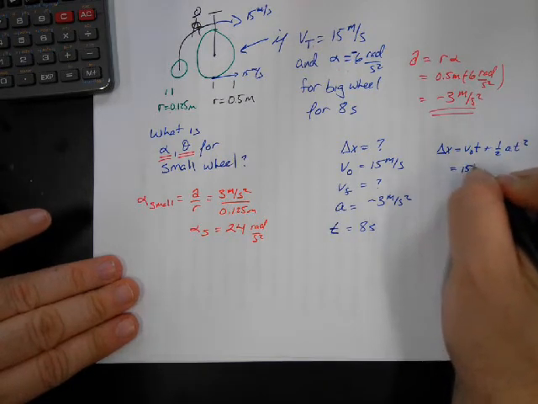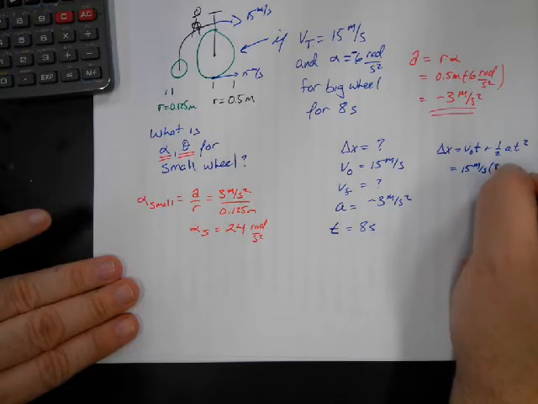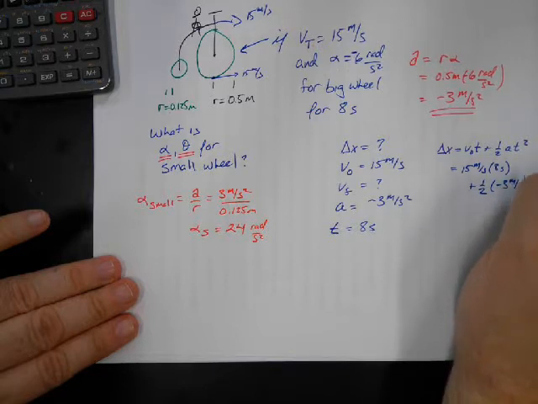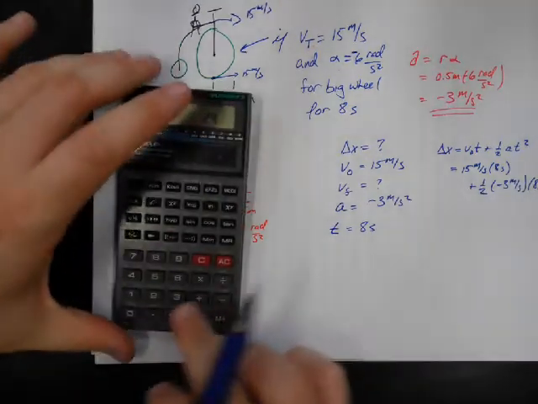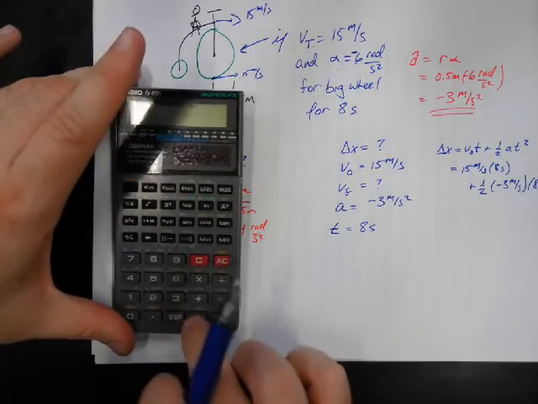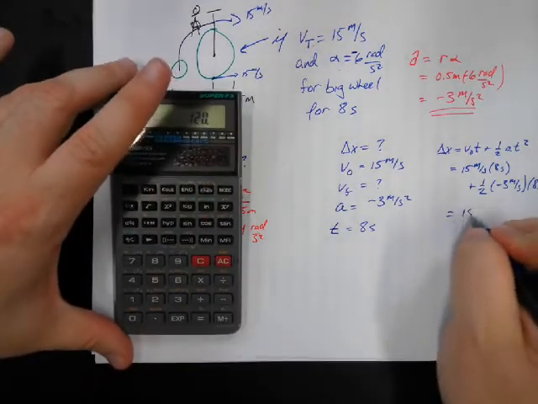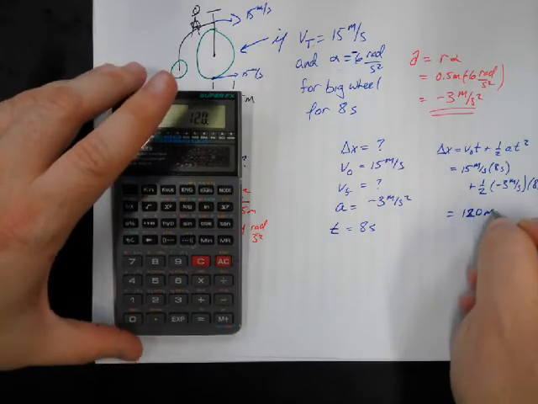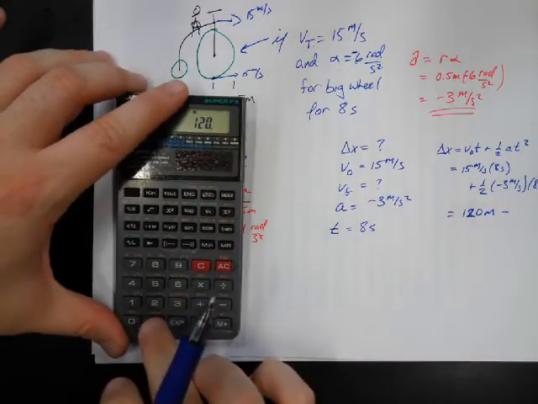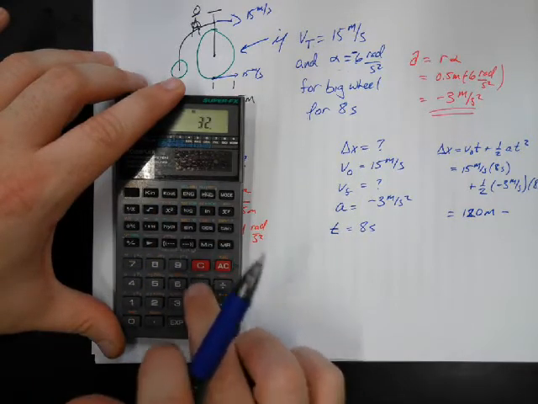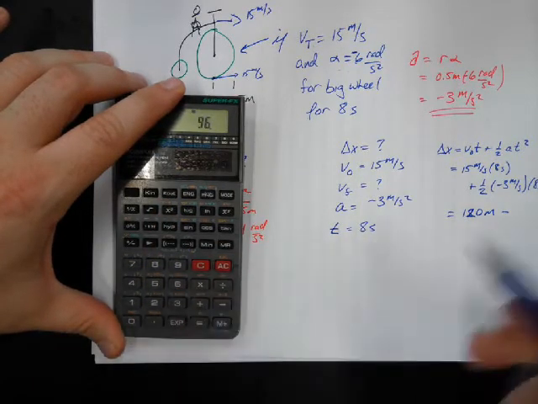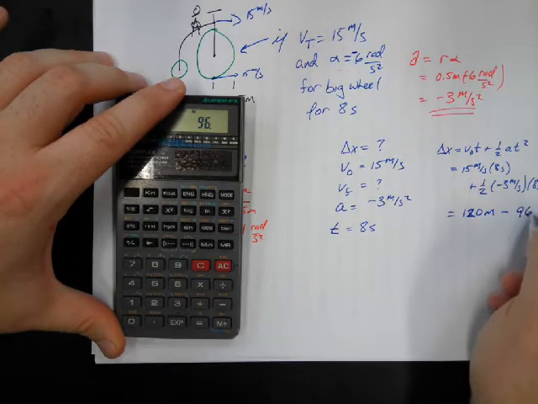So 15 meters per second times 8 seconds plus 1/2 times minus 3 meters per second squared times 8 seconds squared. So this thing, 15 times 8 is 120 meters, minus, and we'll have 8 squared divided by 2 times 3 is 96 meters.